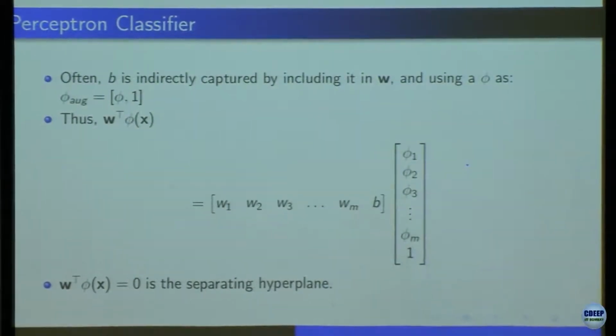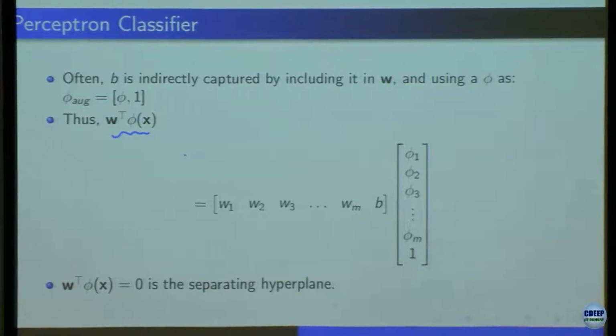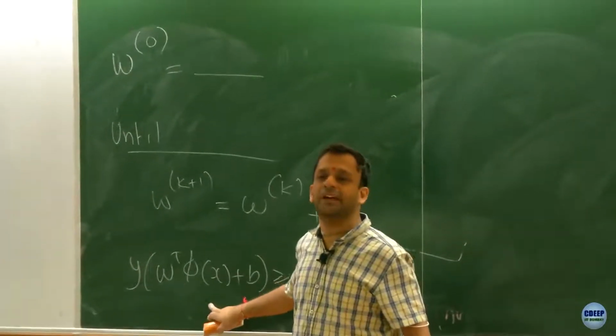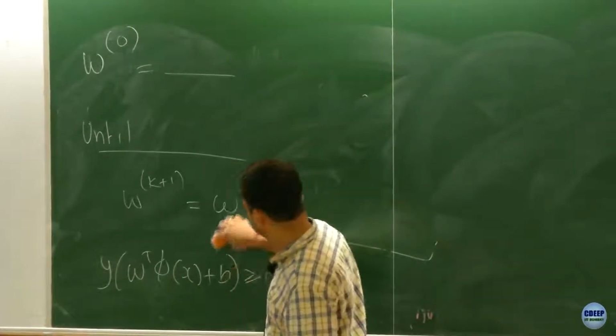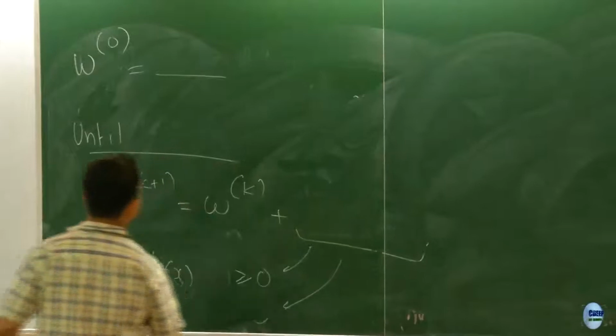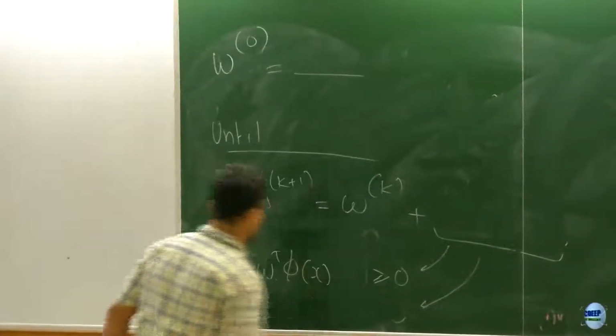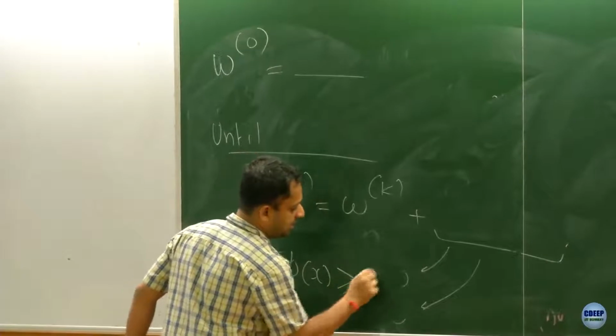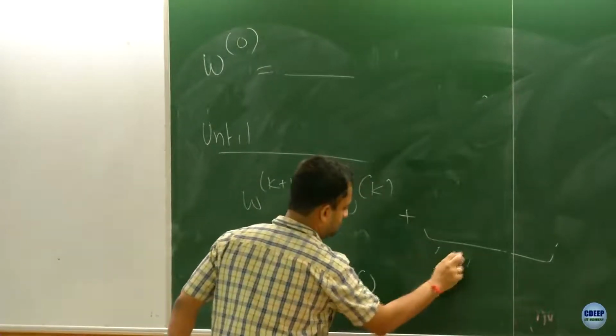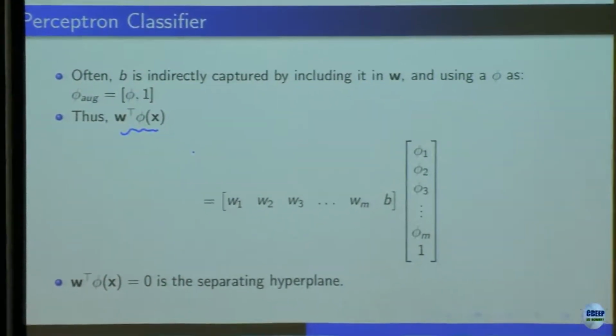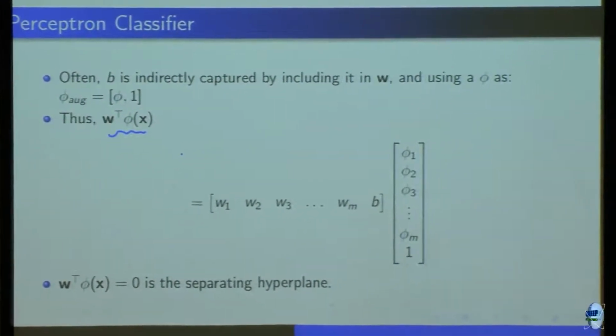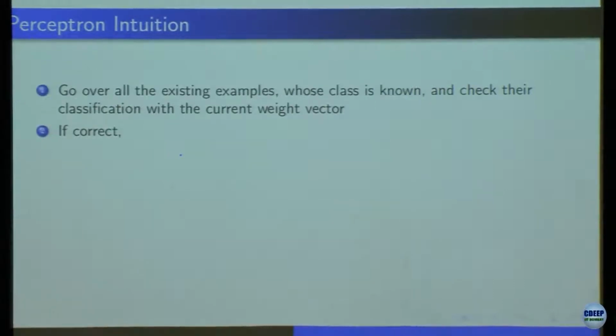So as I said, b is often indirectly captured by including it in W and using phi as just the augmented phi. So hereafter we'll just use W transpose phi(x). I'm going to drop the b and include the component b in W by augmenting phi with a 1. So I'm going to further simplify this. Okay, so W transpose phi(x) equals 0 becomes a separating hyperplane. Okay, so now let's get to the algorithm.